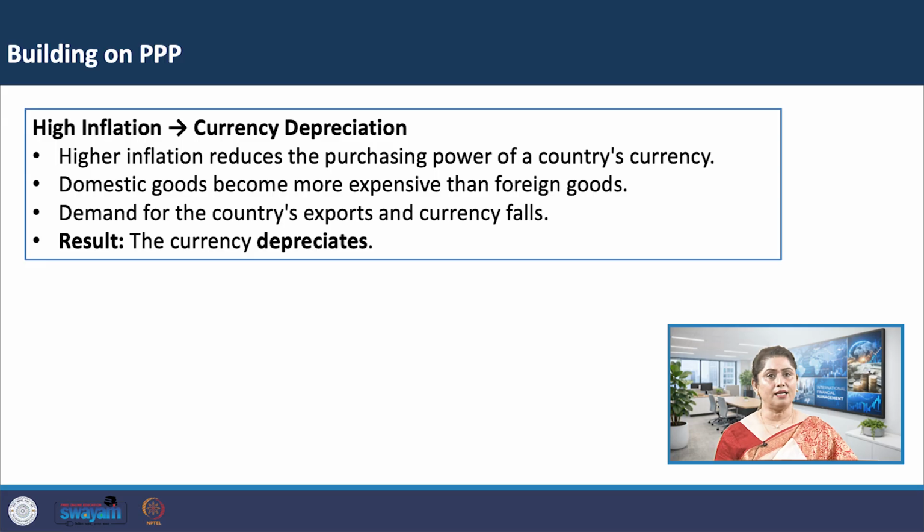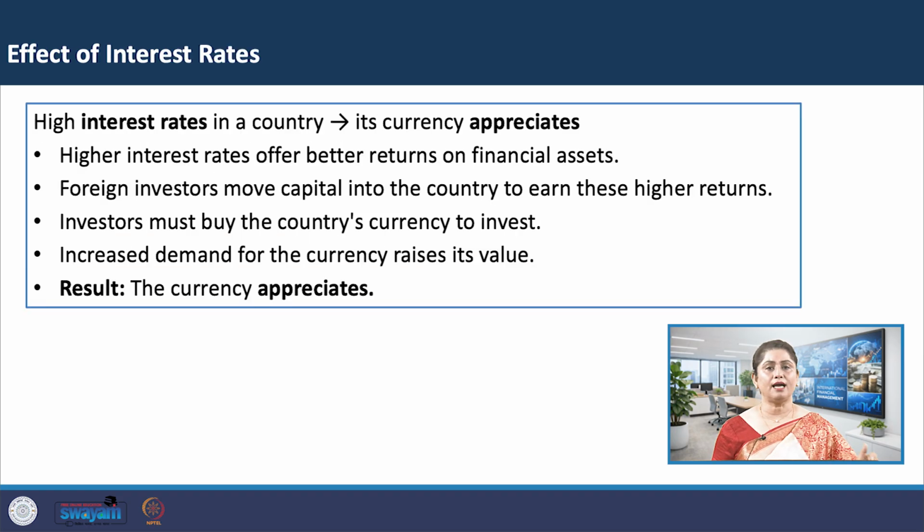movements. Now, before we move into today's topic, I want you to hold two things from the lecture firmly in your mind. High inflation rate in a country causes its currency to depreciate. When prices rise faster in one country than in another, the purchasing power of that country's currency falls. Demand for its goods falls. Demand for its currency falls, and therefore its exchange rate weakens. The second idea is high interest rate in a country causes its currency to appreciate.